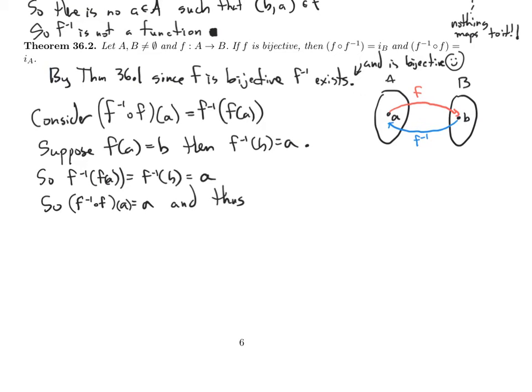And thus, since we didn't specify anything about the element A we picked from our set A, this works for all elements. So that means that F inverse of F is the same function as the identity on A. It does nothing.